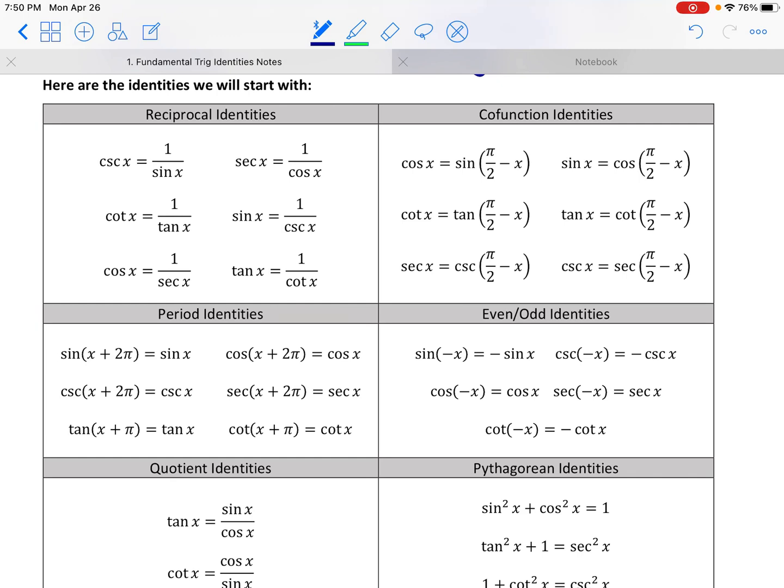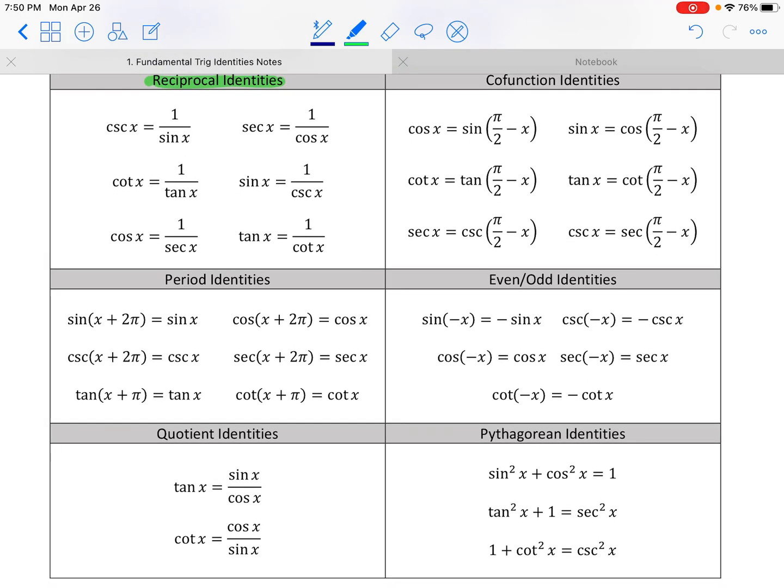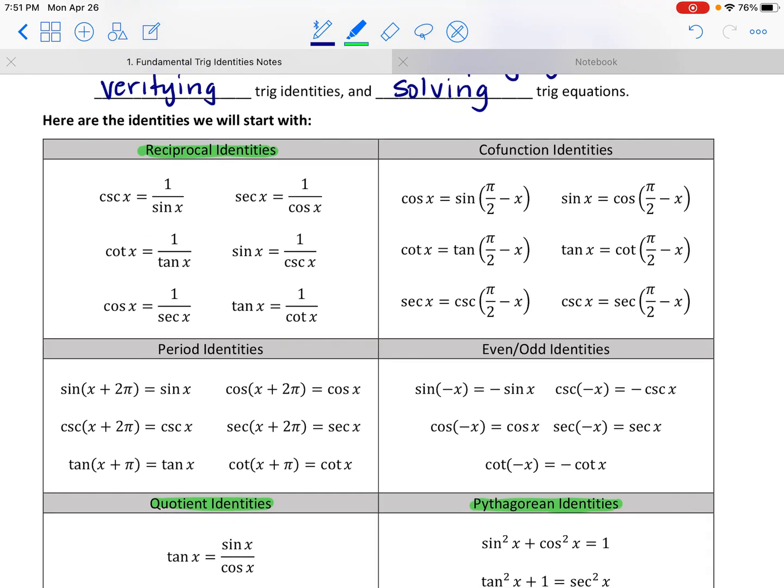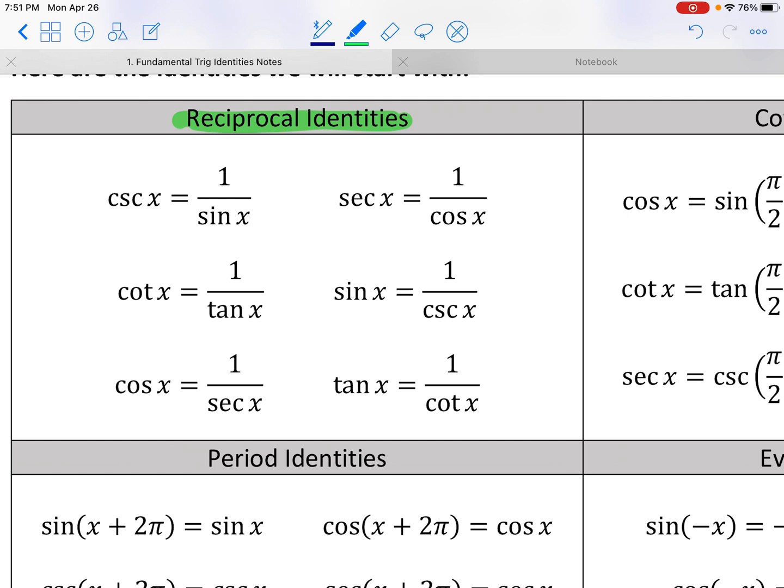These aren't things that you would be expected to memorize. I would say a few of them, like these reciprocal identities, we should know. The quotient identities, we should know. And these Pythagorean identities are going to be introduced for the first time today, but they're commonly used. Committing those few to memory is probably going to be helpful. The rest of them, as long as you have a reference sheet and can use them, you're going to be fine.